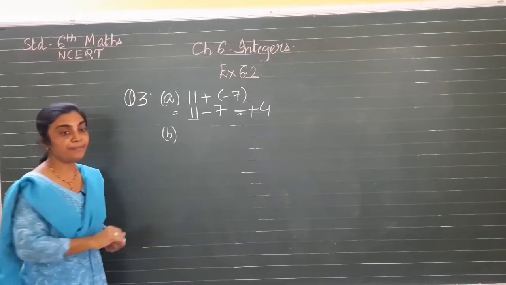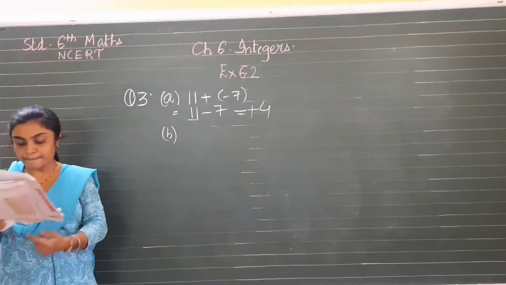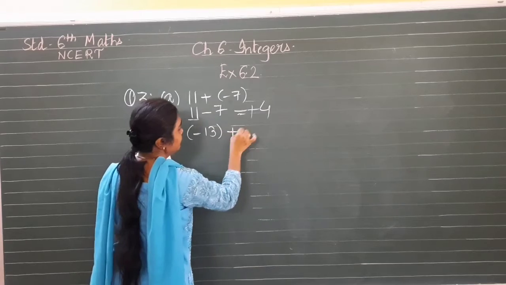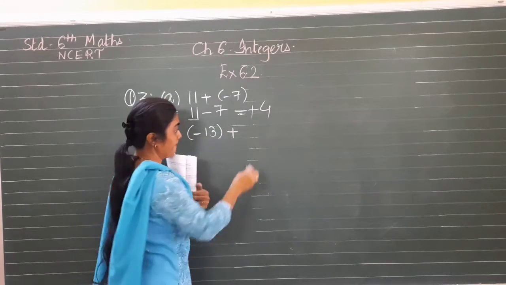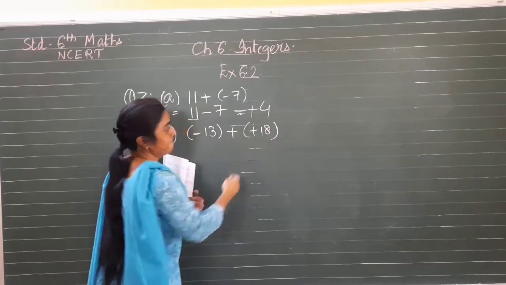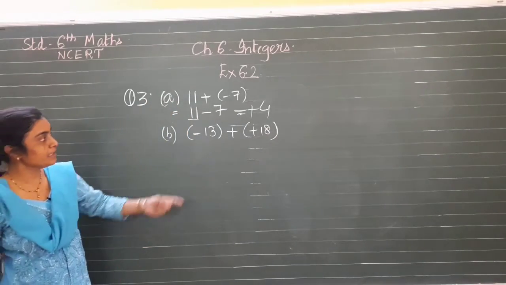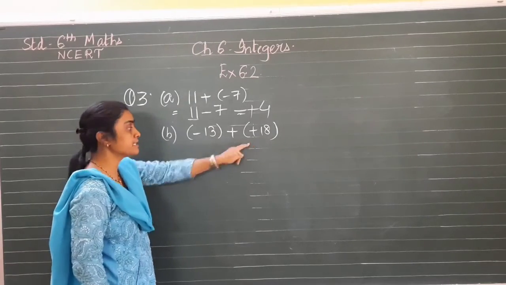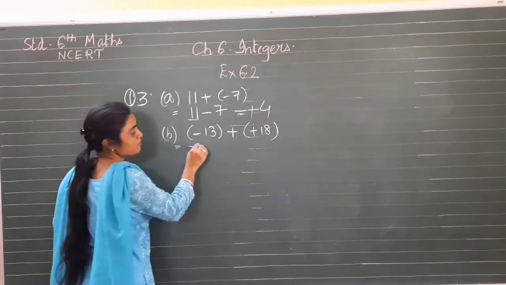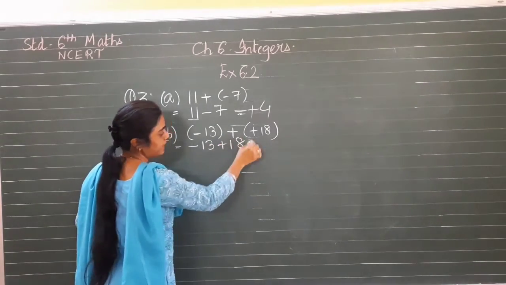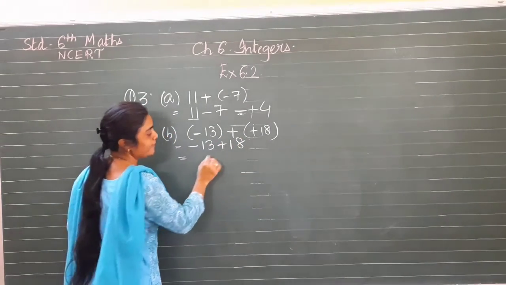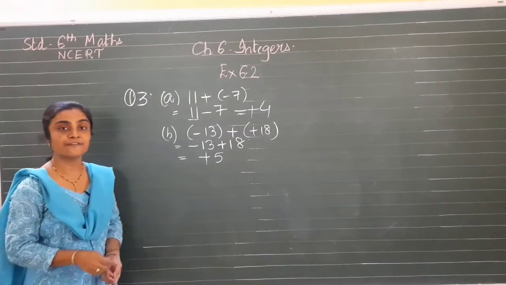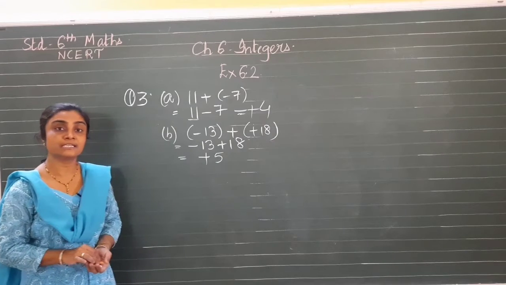Now let us see B1. Minus 13 plus 18. Now let us see. Here is minus, here is plus. Both the number signs are opposite. That means you have to subtract. So minus 13 plus 18. If you subtract it, you will get 5 and you will put the sign of the greater number. So plus 5. The rest of the sums you can perform by using the same logic.